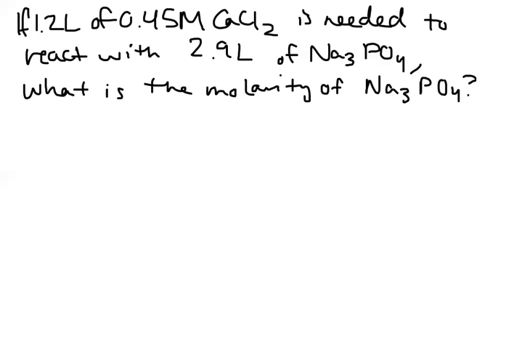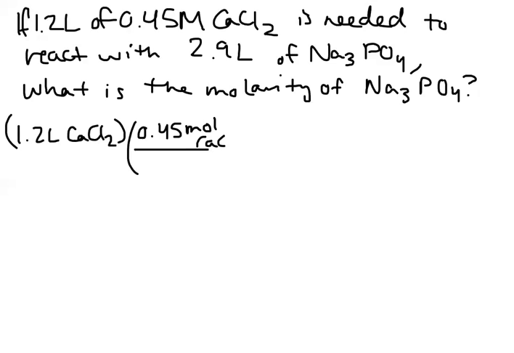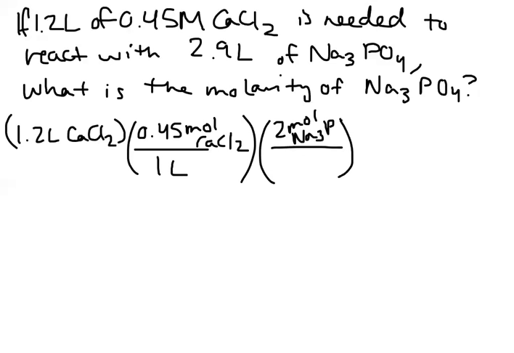I'm going to start out like we normally do. I'm going to start out with 1.2 liters. I'm going to start out with what we know the most about, which is the CaCl2, because we know both the liters and the molarity. So 1.2 liters of CaCl2, and then 0.45 moles of CaCl2 per 1 liter. I'm going to use my molar ratio, 2 moles of Na3PO4 to 3 moles of CaCl2.